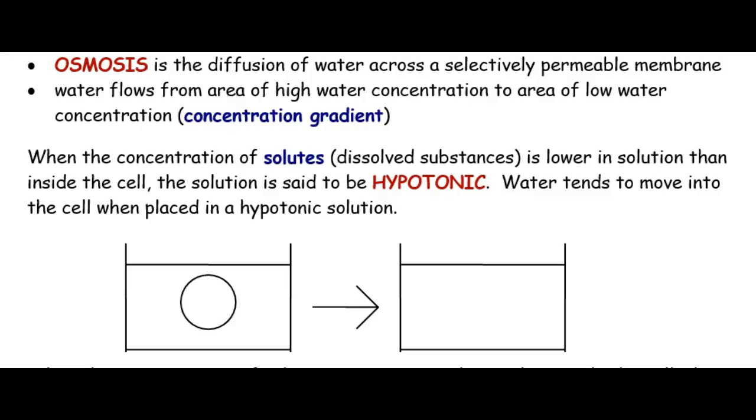So when the concentration of solutes, those are the substances dissolved in water, is lower in the solution than inside the cell. So we're talking about out here, right? So low concentration out here, and high concentration inside the cell. So when the solution concentration outside the cell is really, really low compared to inside the cell, we say that that solution is hypotonic. Okay?